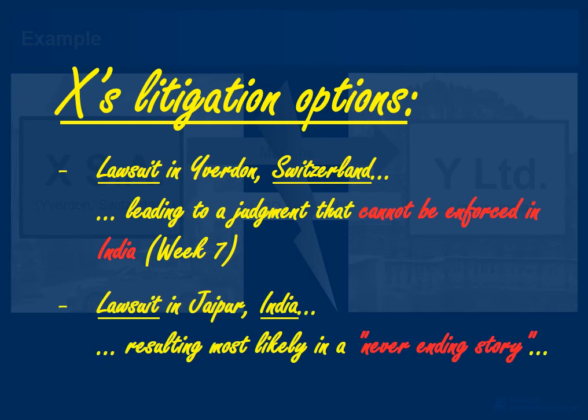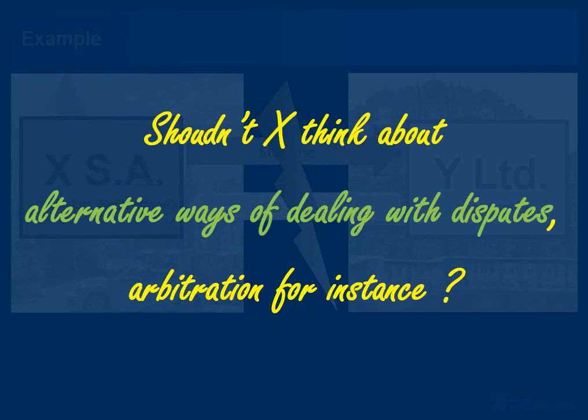Another option is suing Y Limited in Jaipur, India. But this doesn't look like a great option either. Even though India has a sophisticated court system with highly qualified judges, Indian courts are known for having huge backlogs, which means that litigation can take years or even decades. Following a lawsuit in India, XSA would most likely be stuck in court litigation for many years before having a chance to recover the sales price of $5 million US. So shouldn't XSA think about alternative ways of dealing with disputes? And one of those alternatives is arbitration. Could that be better in this case?